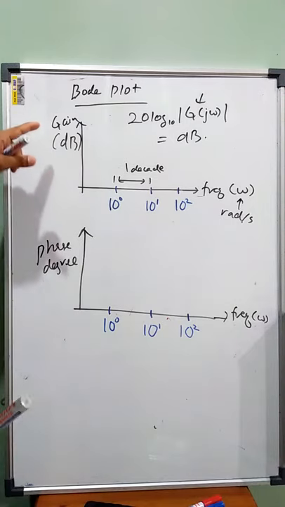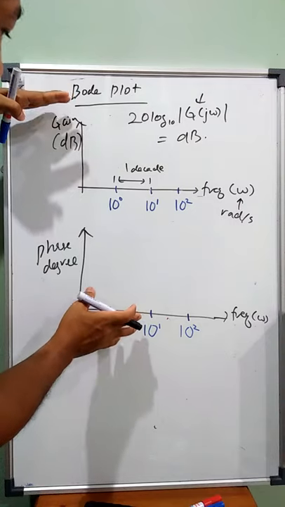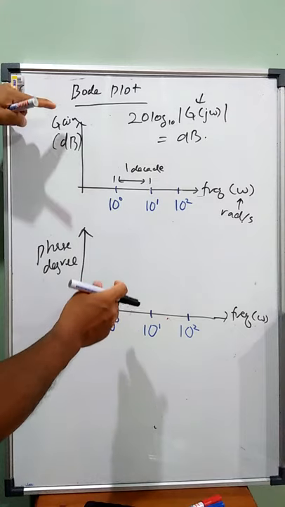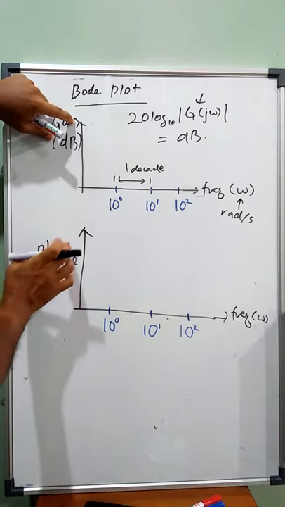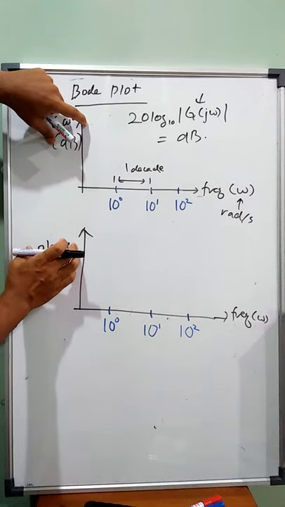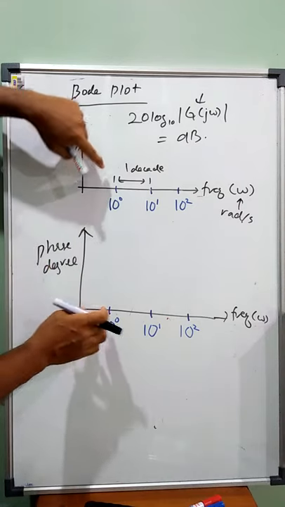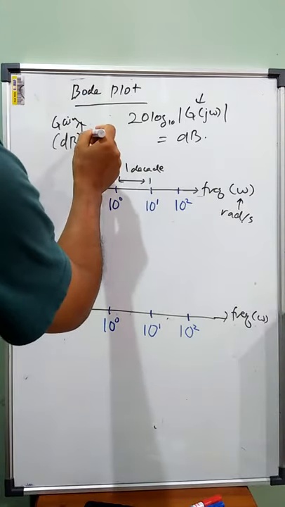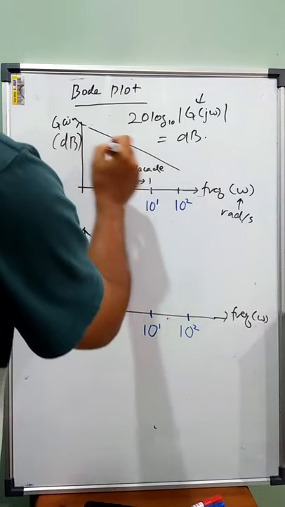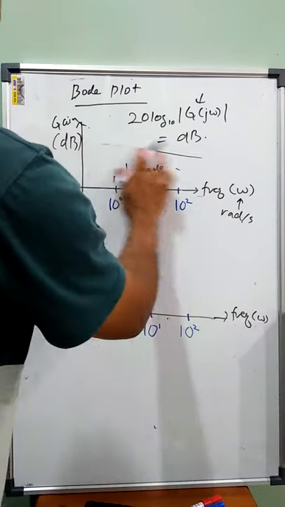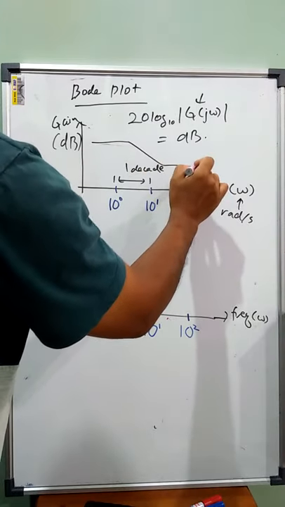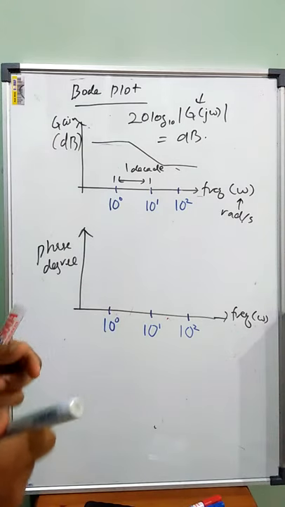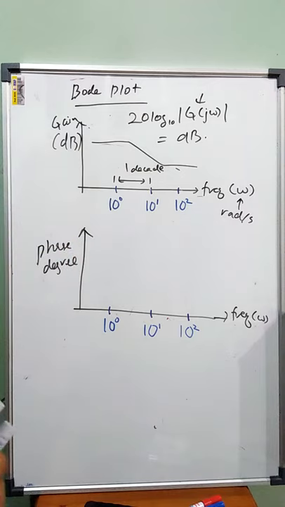So from the Bode plot, we can visualize the changes of gain and the changes of phase for various frequencies. So we plot it, whether it looks like this, or like this, or like this. We will analyze this in the next chapter.